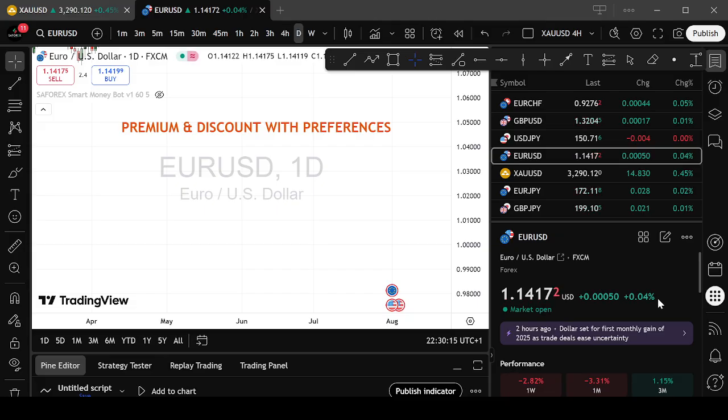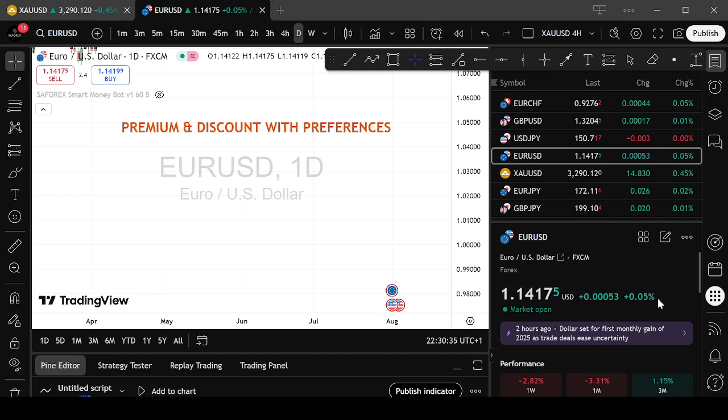All right, so earlier on we discussed premium and discount, but let's go back to the basics in a deeper way. We defined a range as a significant price move from swing high to swing low.